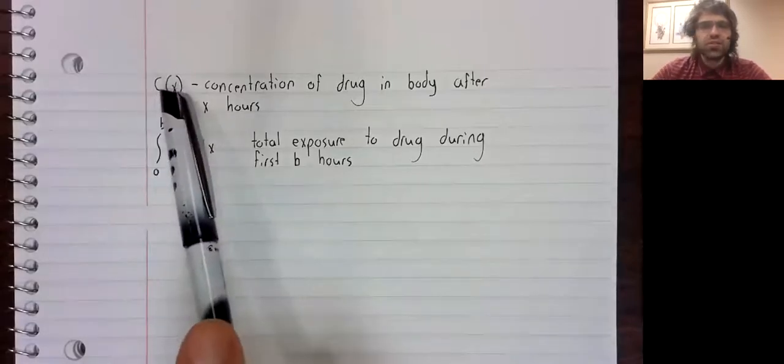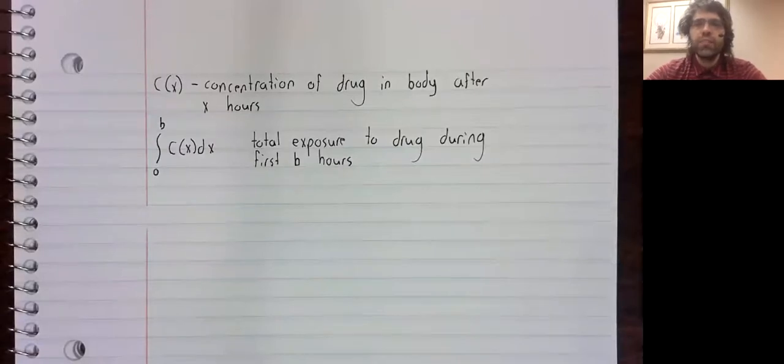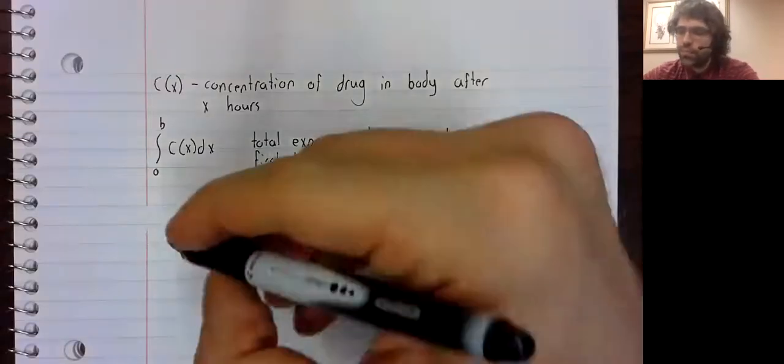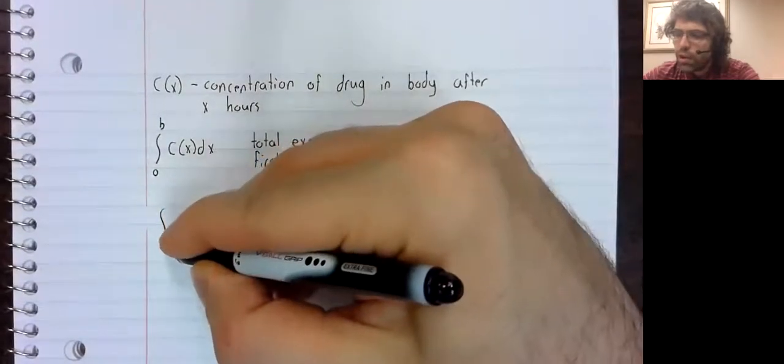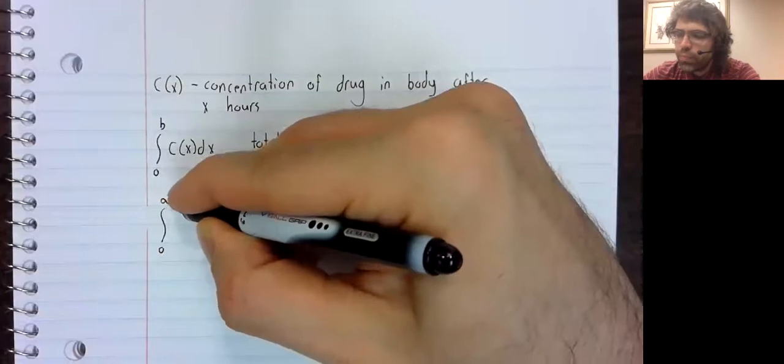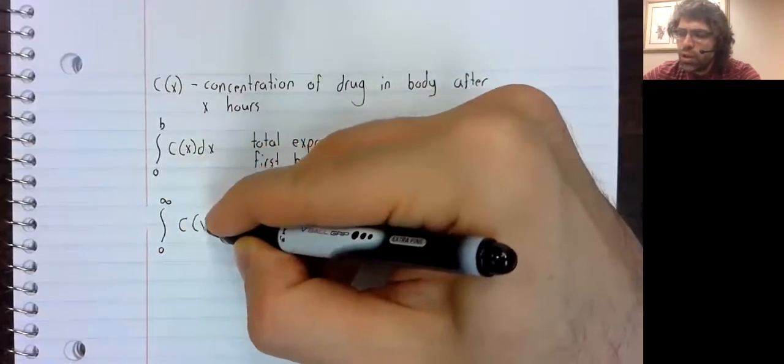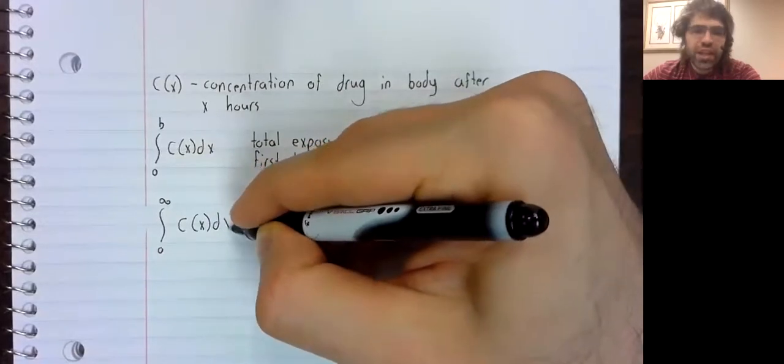If C of X is this concentration function, what is your total exposure to the drug? Not after 1 hour, not after 24 hours, not even after 10,000 hours, just full stop, what is your total exposure to the drug? Well, it's the integral from 0 to infinity.